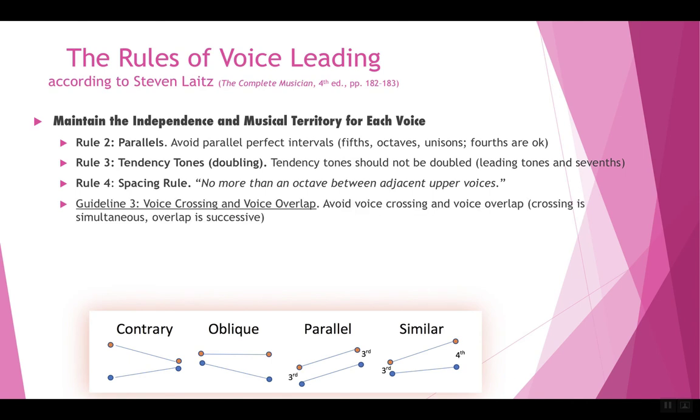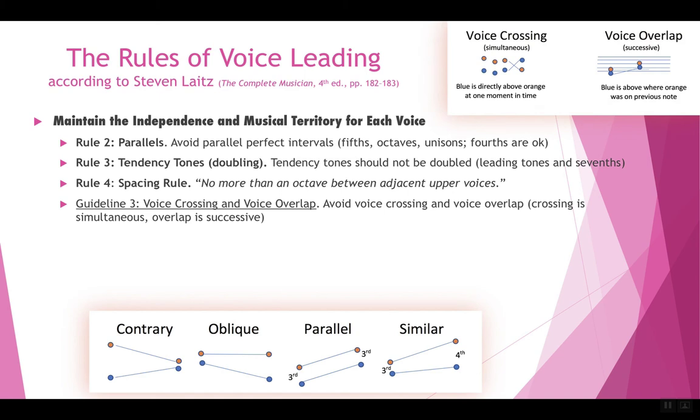Guideline number three, voice crossing and voice overlap. Avoid voice crossing and voice overlap. Crossing is simultaneous. Overlap is successive. Let's look at a picture. Here's voice crossing. The orange lines we call alto, and the blue dots are tenors. The tenor here is above the alto at one point in time. That's why I call it simultaneous.